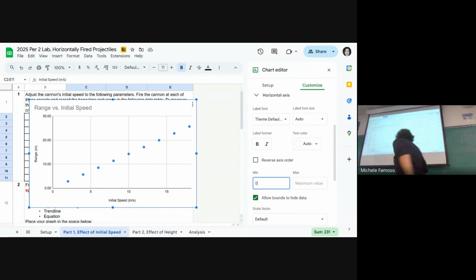Are you selecting the horizontal axis submenu? No. Okay, that's because you don't have the right type of graph. Did you already put a trend line on there? Yeah, you don't have things here. So go back to your setup. Okay, it's C1, B11. That's fine.